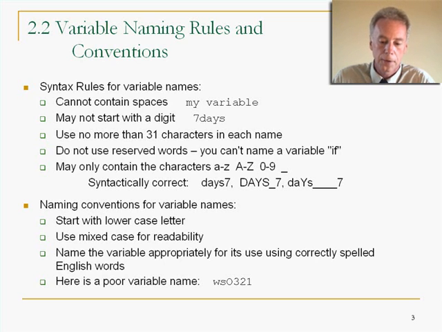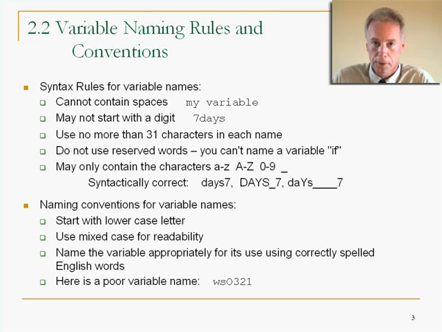First of all, let's look at the syntax rules. You can't use a space in a variable name. You may not start a variable name with a digit. It confuses the compiler. And the standard is no more than 31 characters in each name. I don't suspect that we'll need more than 31 characters in a variable name.